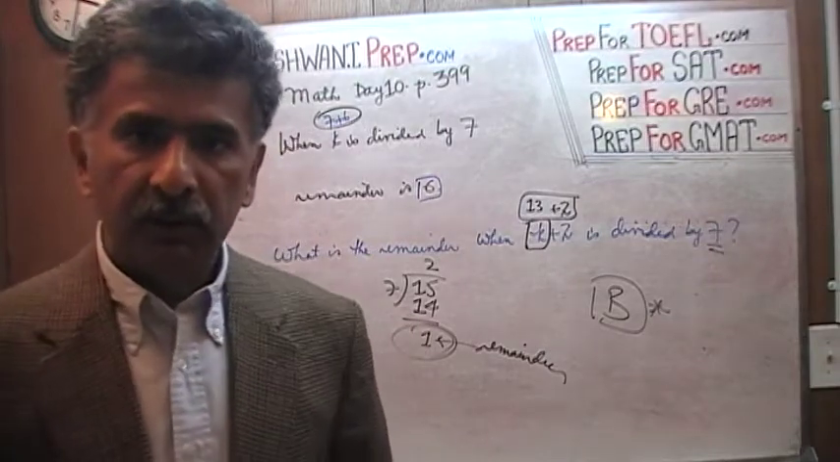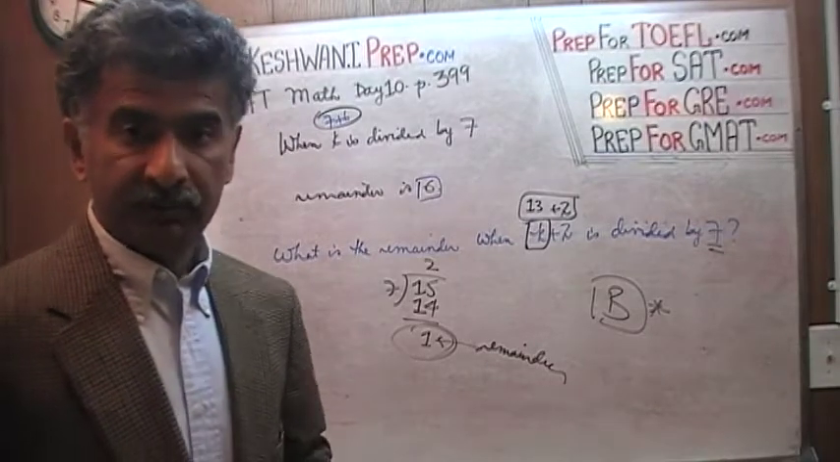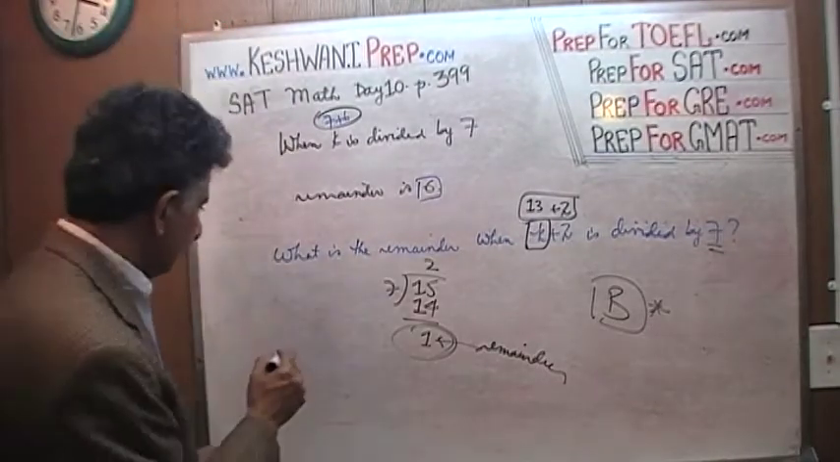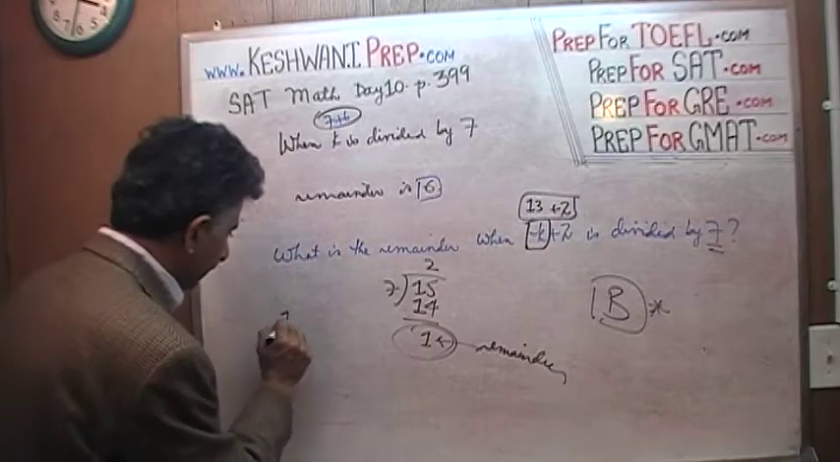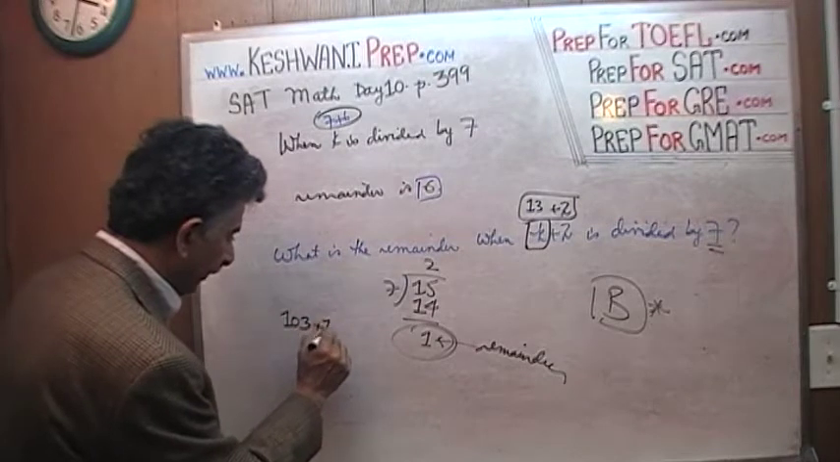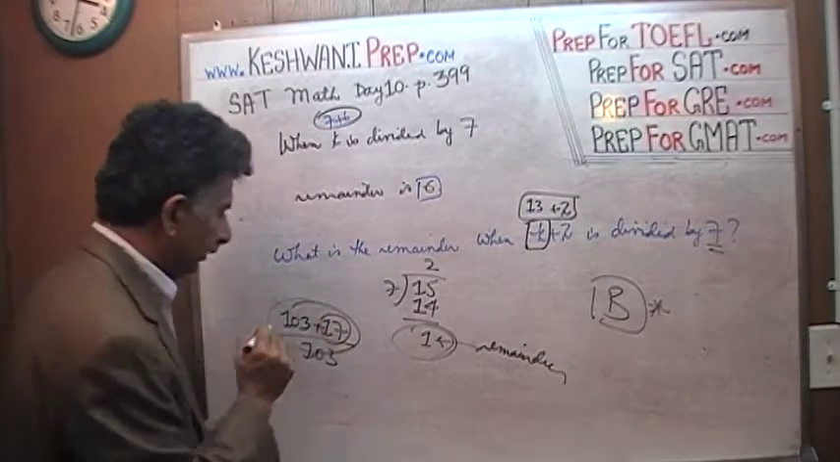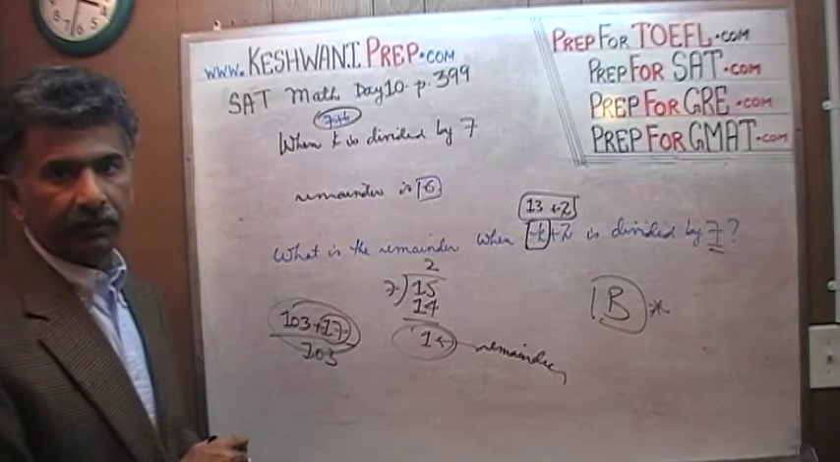Give me a number which, when divided by 103, gives me a remainder of 17. Well, that's very easy. The smallest number would be 120. 120 divided by 103 is going to give me a remainder of 17.